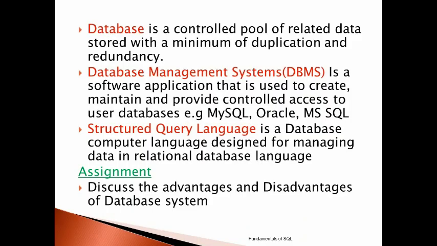So we begin with the definition of a database, though we have basically talked about databases before. A database is a controlled pool of related data that will be stored with a minimum of duplication and redundancy. The key thing with database systems is that we try as much as we can to economize on the use of computer resources, and one of the resources we are looking at is computer storage. So if the database has a lot of redundancy and duplication, then definitely you're not going to be economizing on computer resources such as the computer memory, and we need a database management system to assist us to do that.